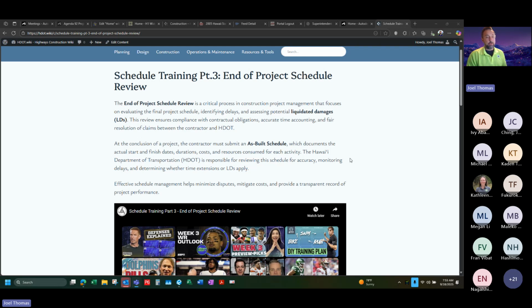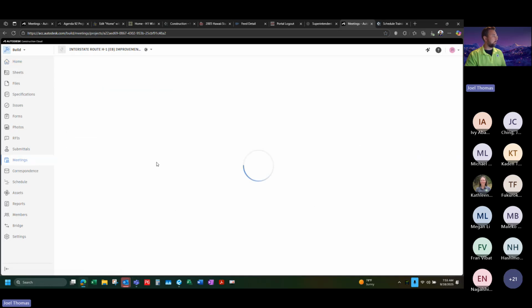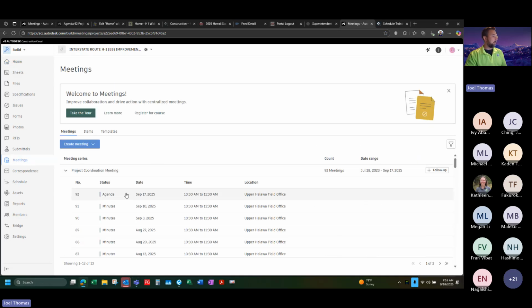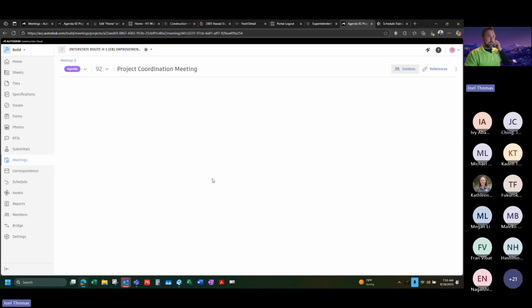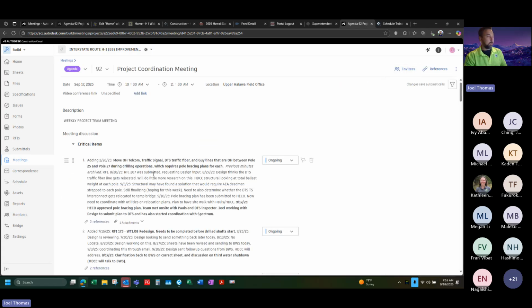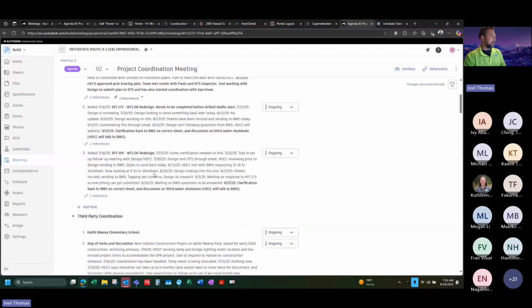A good way to do it, and I'll show you real quick, is I'm going to use one of my projects as an example. We have running meeting minutes, and this is for the Ola Lane project. Some of you are familiar with it. It's the eastbound freeway widening project.